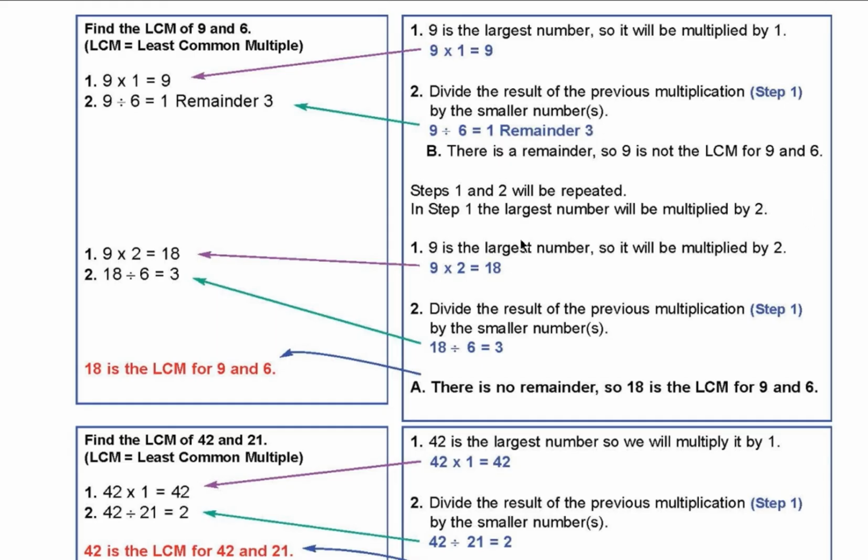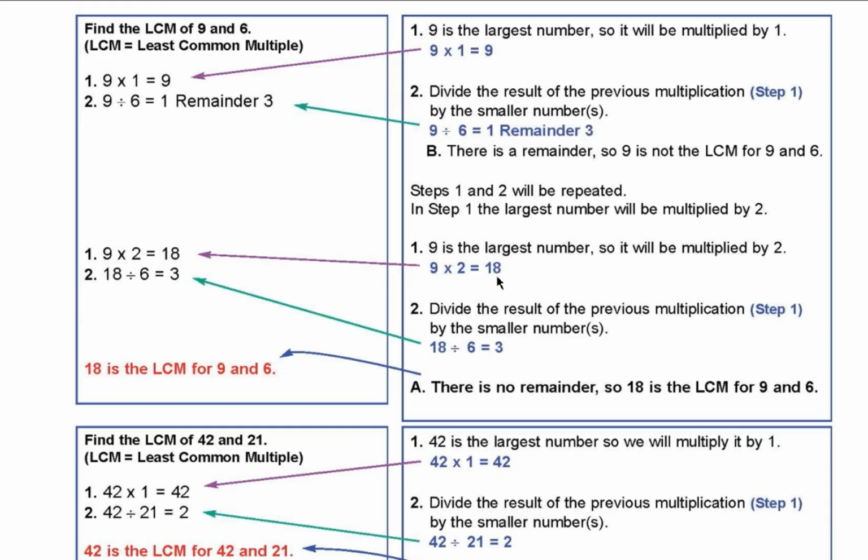So then we repeated steps 1 and 2. In step 1, we multiplied by the next higher number, which in this case is 2. We went from multiplying by 1 to multiplying by 2. We multiplied the larger number, which is 9, by the number 2. 9 times 2 equals 18.